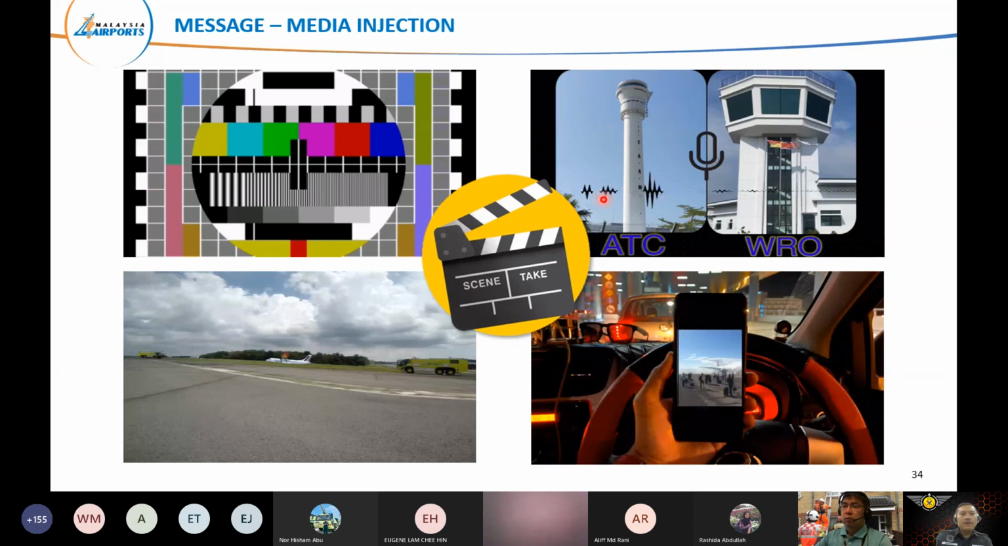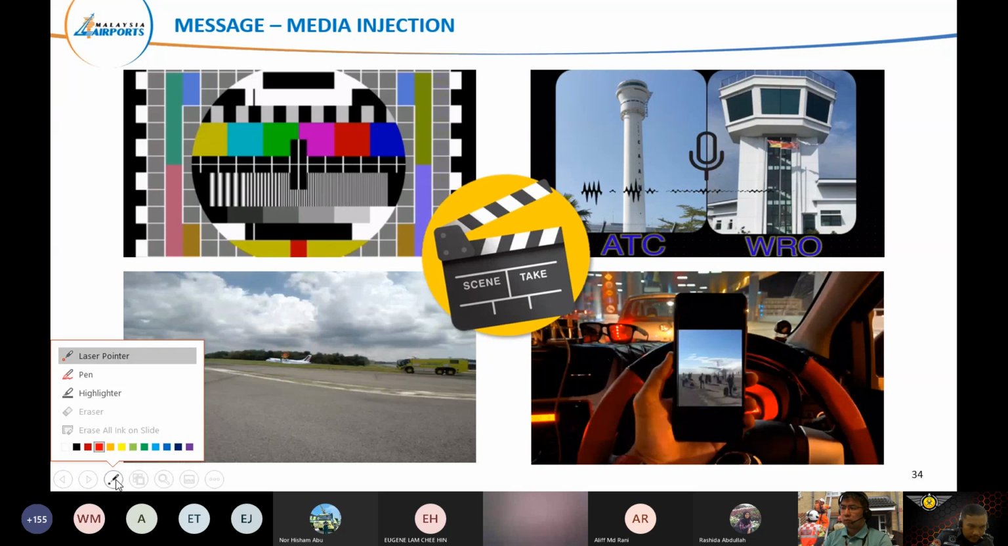Pesawat Eco Airline XX2468 kegagalan hidrolik. ETA 5 minit. Raja, pesawat Eco Airline XX2468 kerosakan kegagalan hidrolik. ETA 5 minit.